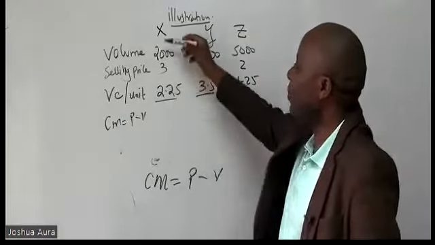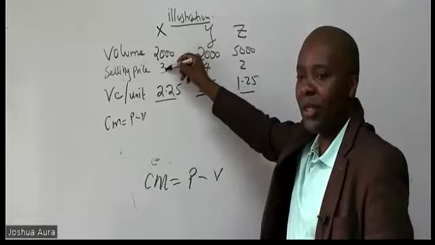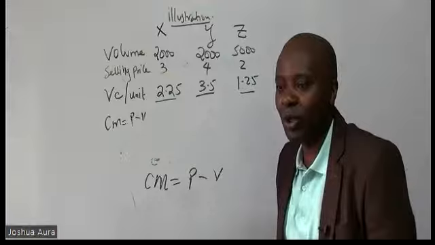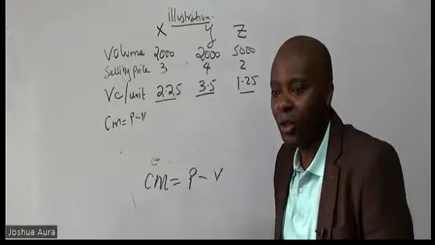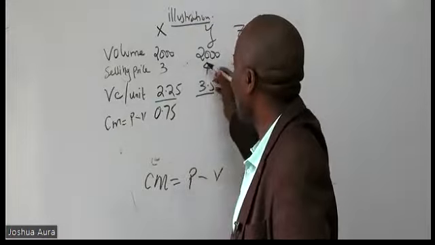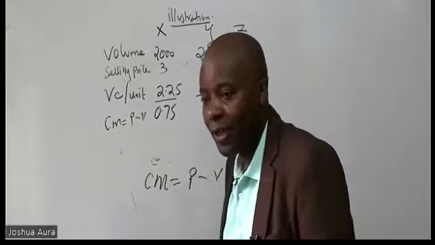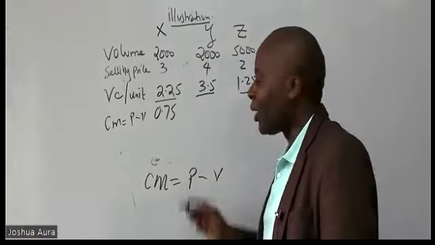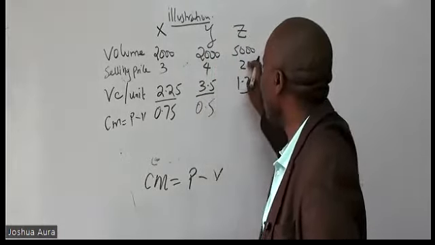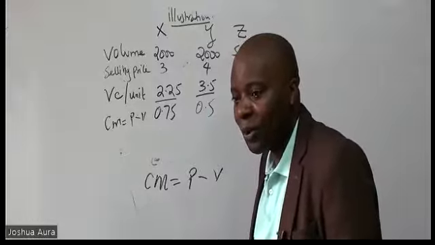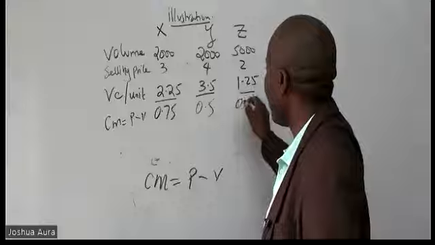For example, for X, I'll take 3, which is the selling price, minus 2.25. Could you kindly give me this contribution margin per unit? The first one I'm being told by Gordon is 0.75. The second one will be 4 minus 3.5. What do we have here, somebody? 0.5, thank you very much. And then lastly, you have 2 minus 1.25, that gives me 0.75.